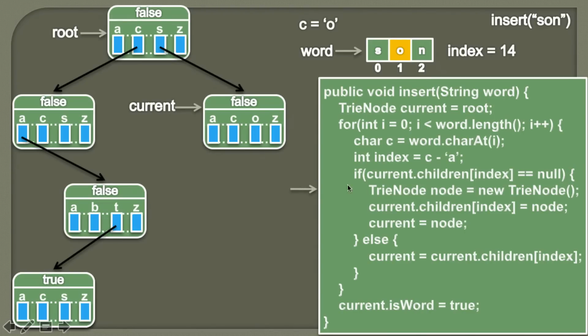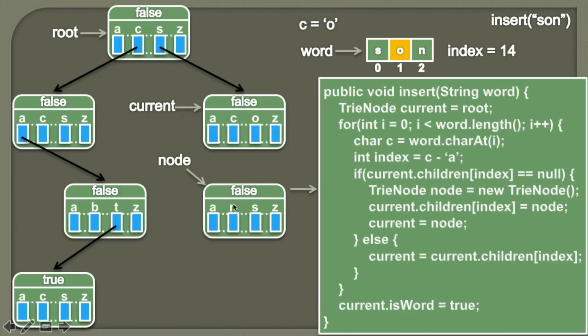Now in order to insert o into this trie, first we'll create a new trie node and we'll assign it to a temporary trie node. And as we want to insert this new trie node into the trie, we'll simply assign the value of node to this trie node array at index 14, which maps to o. So it would look something like this. Moving ahead, we'll simply traverse current to this newly created trie node by assigning the value of node to current.